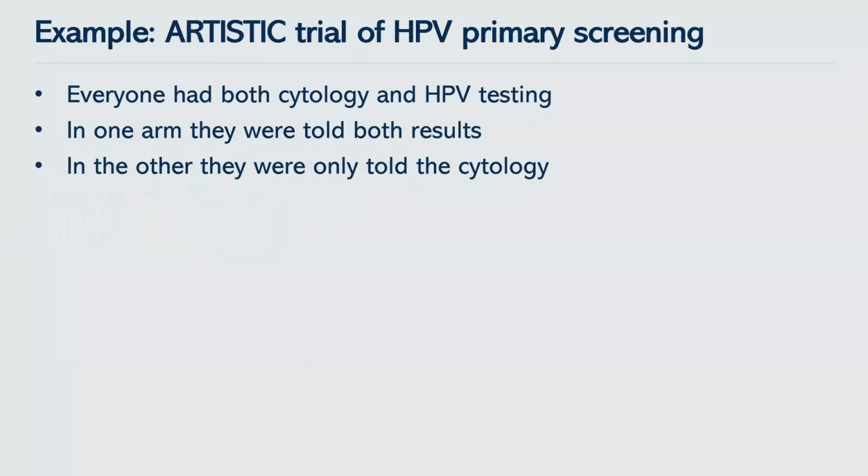But it was done in the ARTISTIC trial of HPV testing in primary screening. What happened was everyone got both cytology and HPV testing. And in one arm, they were only told about the cytology results, and that's how they were managed. And in the other arm, they were told about both test results. It was felt to be ethical because cytology was the standard screening program, and both tests were done on the same sample.